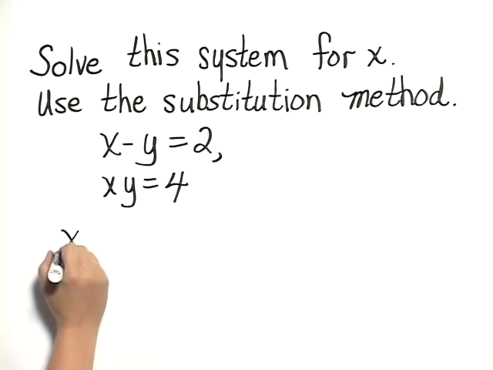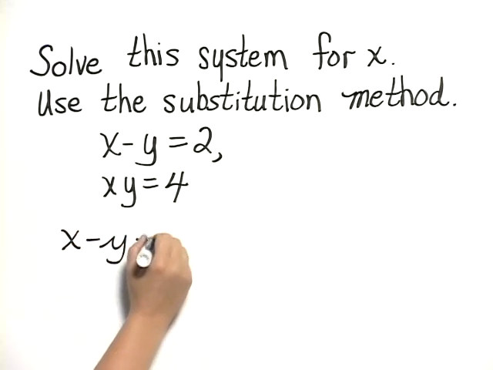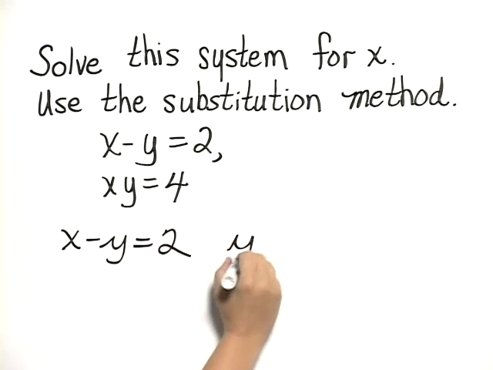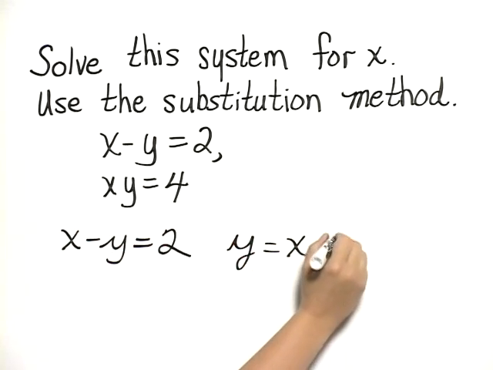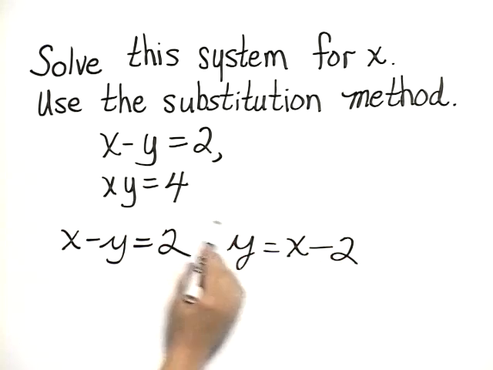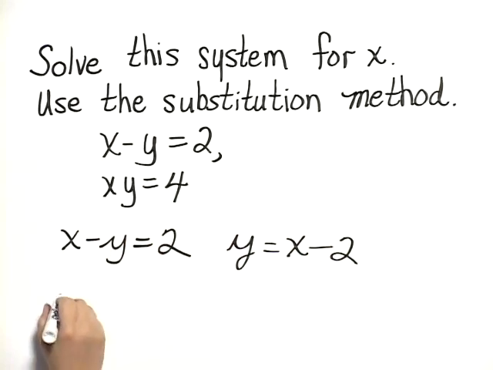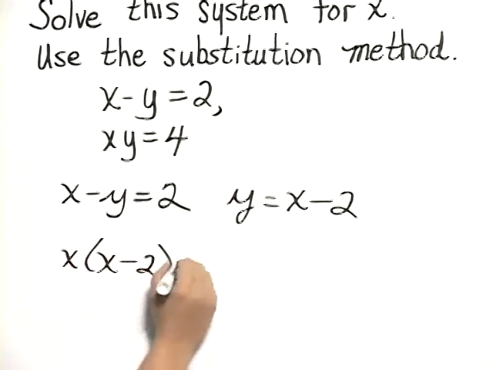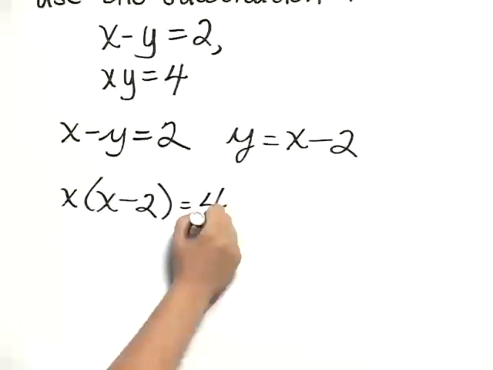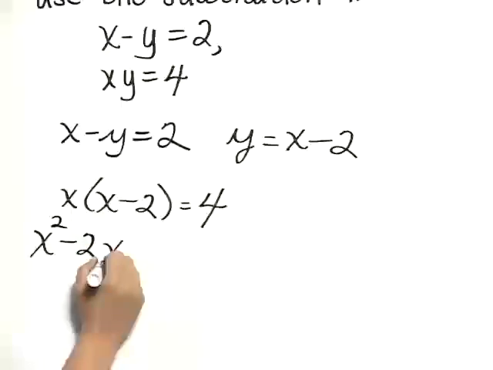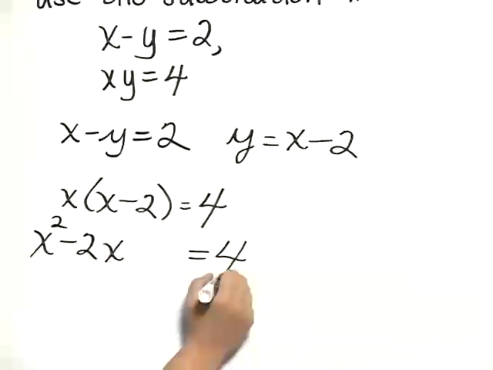If we start with x minus y equals 2 and solve for y, we get y equals x minus 2. Substituting x minus 2 for y in the second equation gives us x times (x minus 2) equals 4. And multiplying, we have x squared minus 2x equals 4.